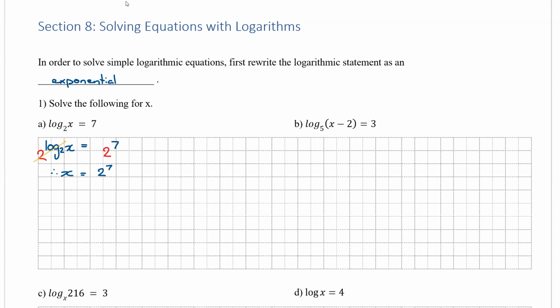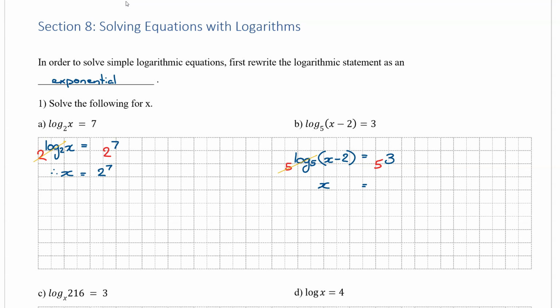Going across to b, we've got log base 5 of x minus 2 is equal to 3. Using the exact same technique as in part A, by raising both sides to the base of the logarithm that we're dealing with, we can rid ourselves of the logarithm in the equation. So raising both sides to the power of 5, like so, we get rid of our 5 and log 5.